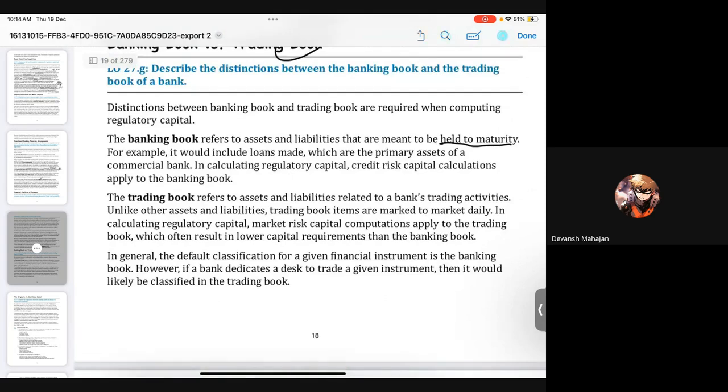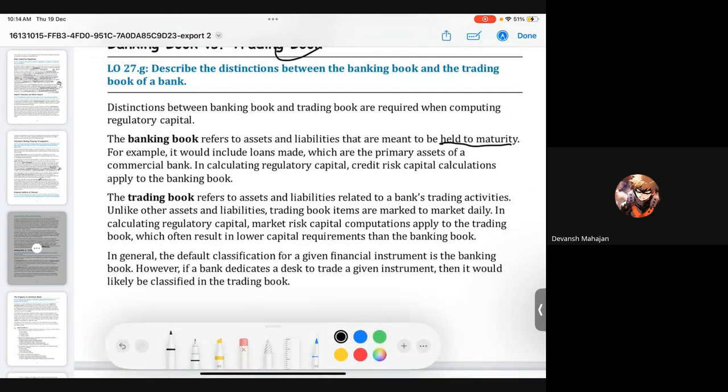Also in capital requirements, of course, it will be similar. Capital requirement is decided on the banking book, not the trading book. In calculating regulatory capital, market risk capital is applied to the trading book, which often results in lower capital requirements than the banking book. And on the banking book, credit risk capital calculation applies.